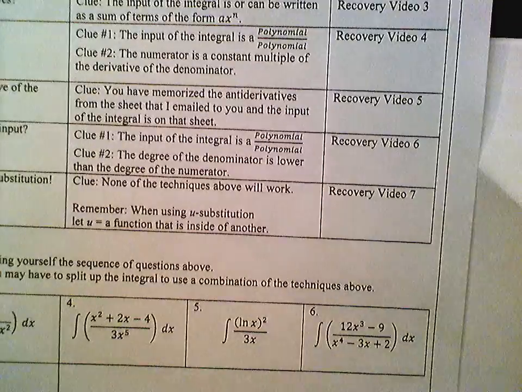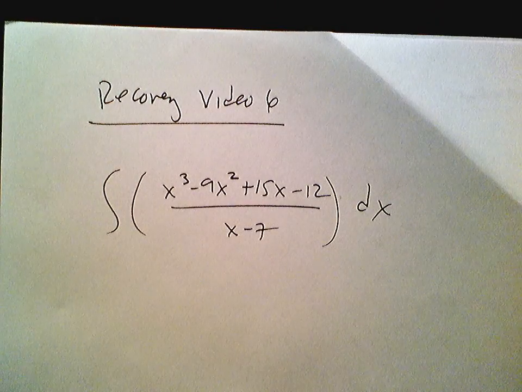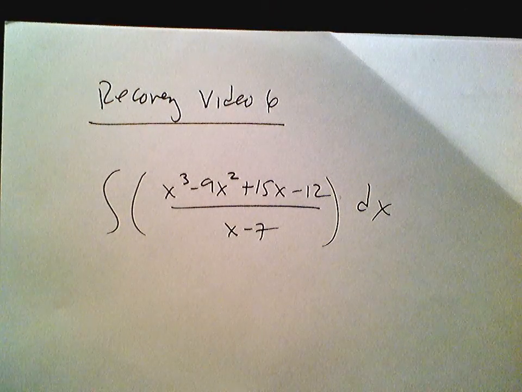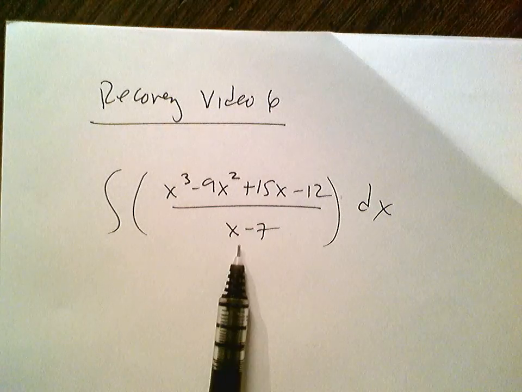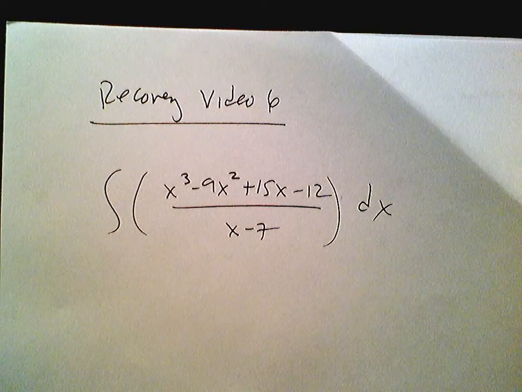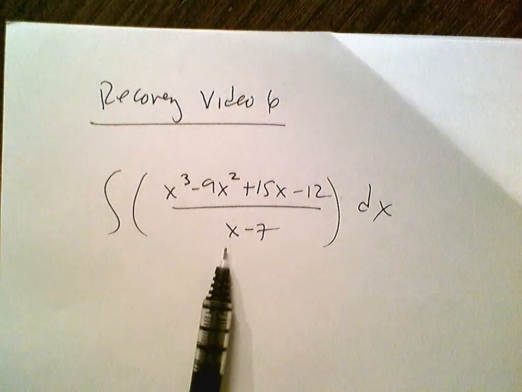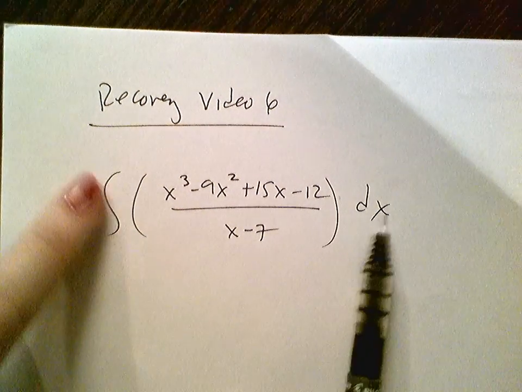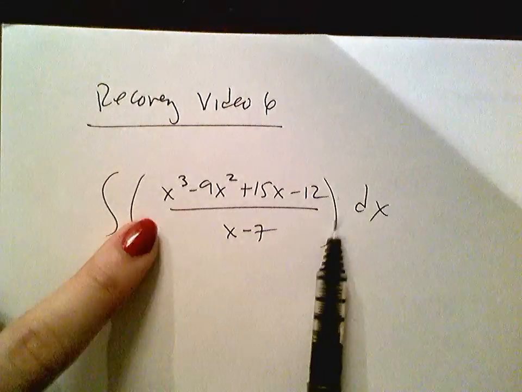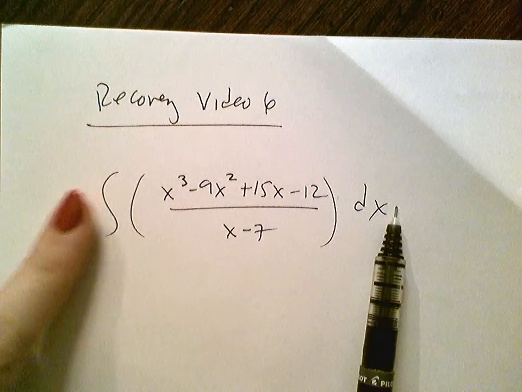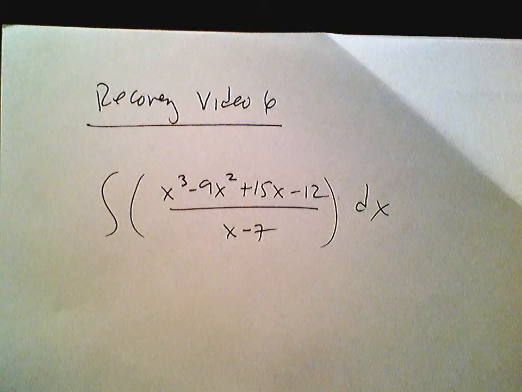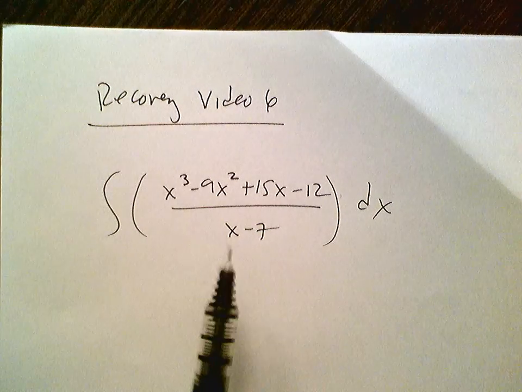Okay, so this is an indefinite integral, which means that the input is a function, but the output will be the antiderivative of the input. And when all is said and done, once we've taken the antiderivative, all of this stuff is going to be gone. Okay, so it's a polynomial over a polynomial.